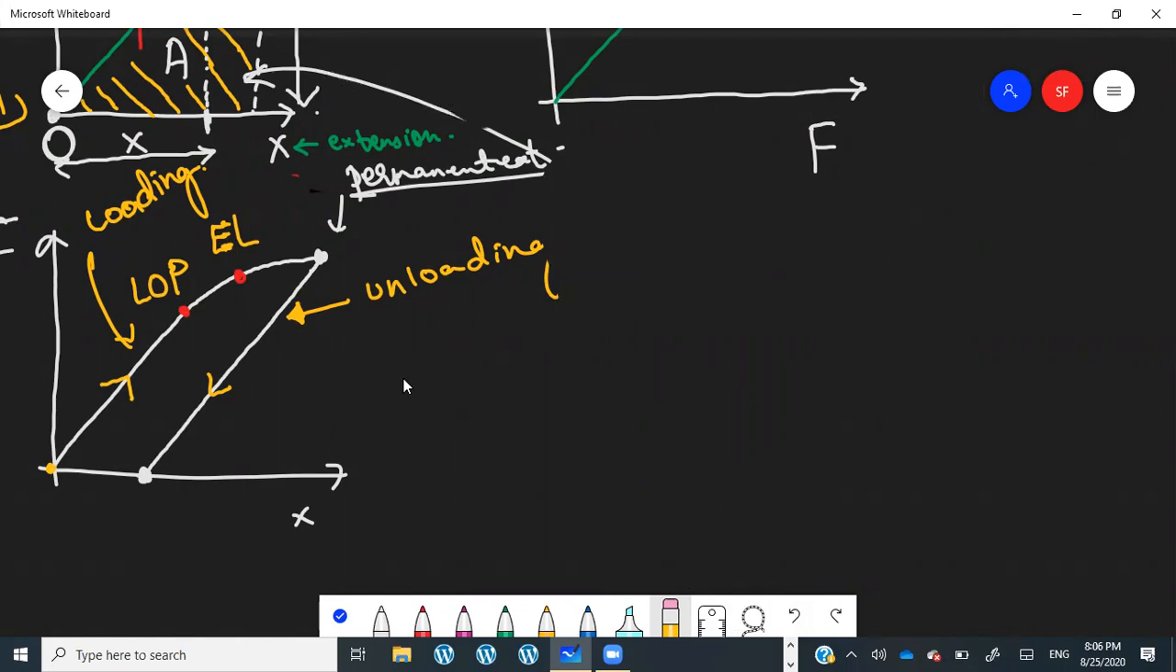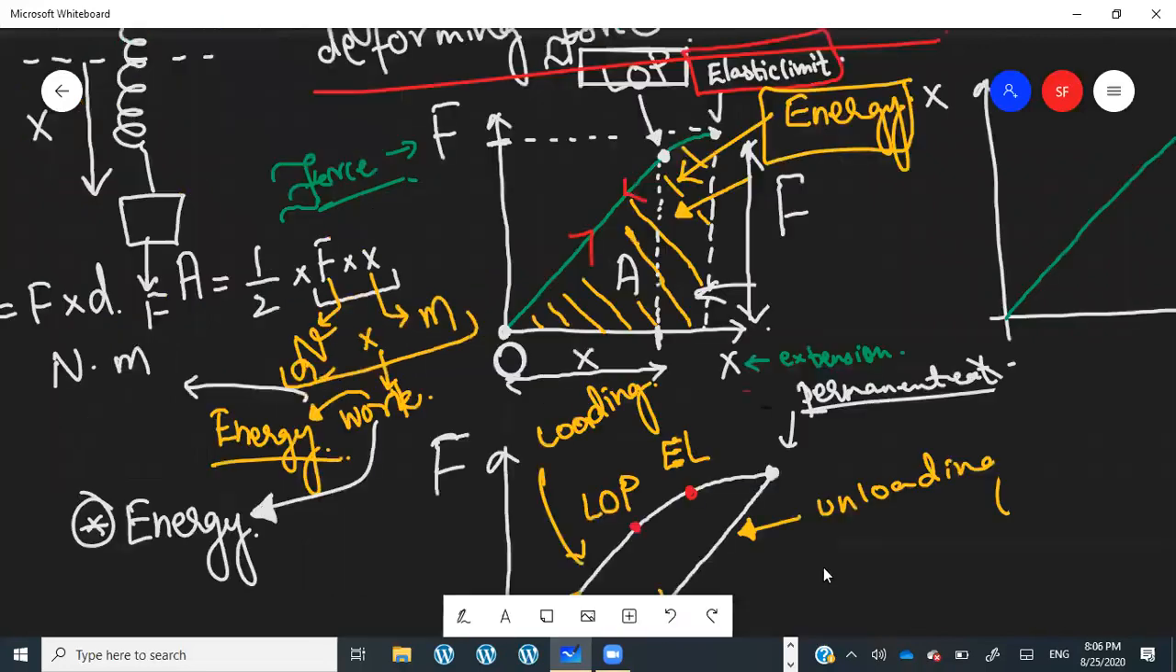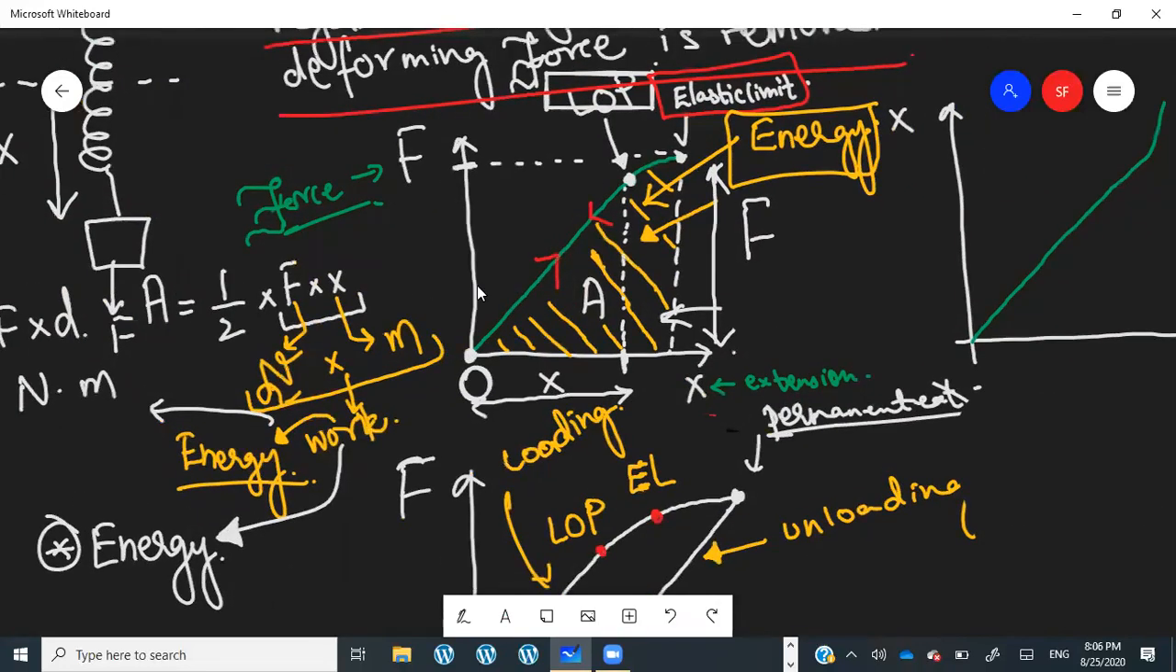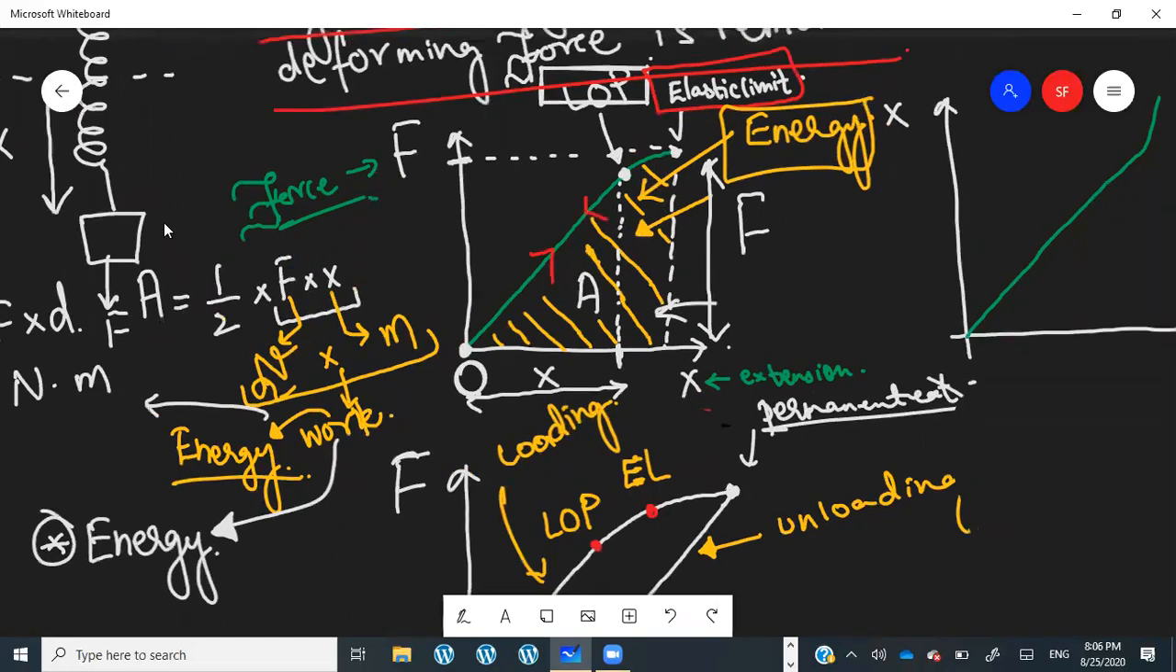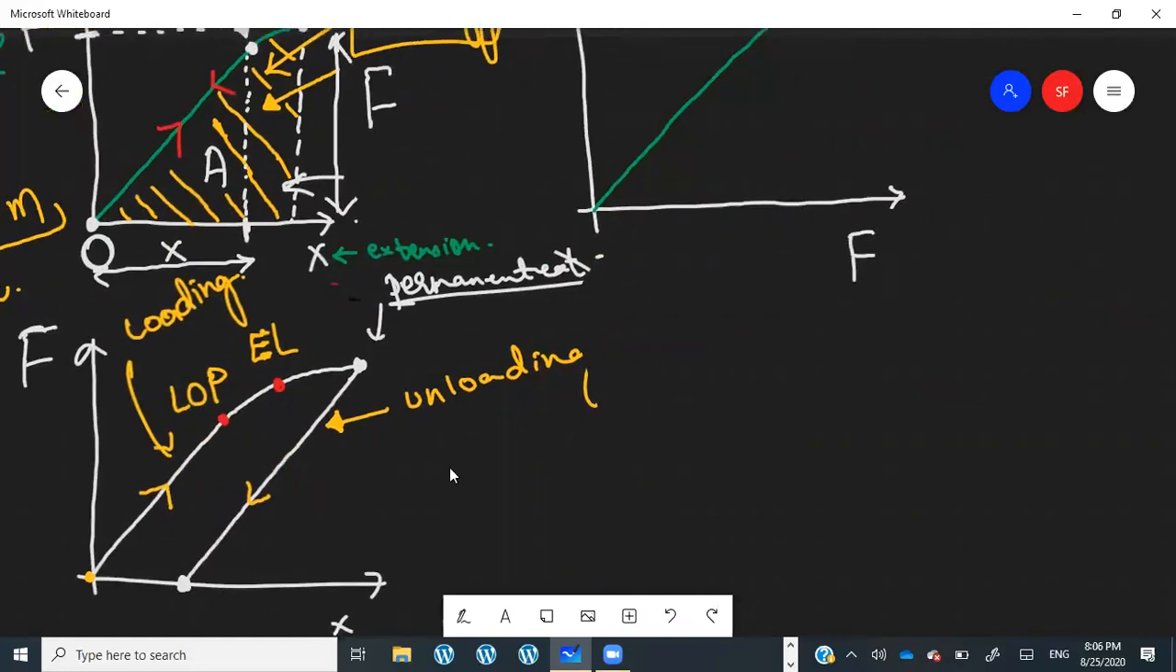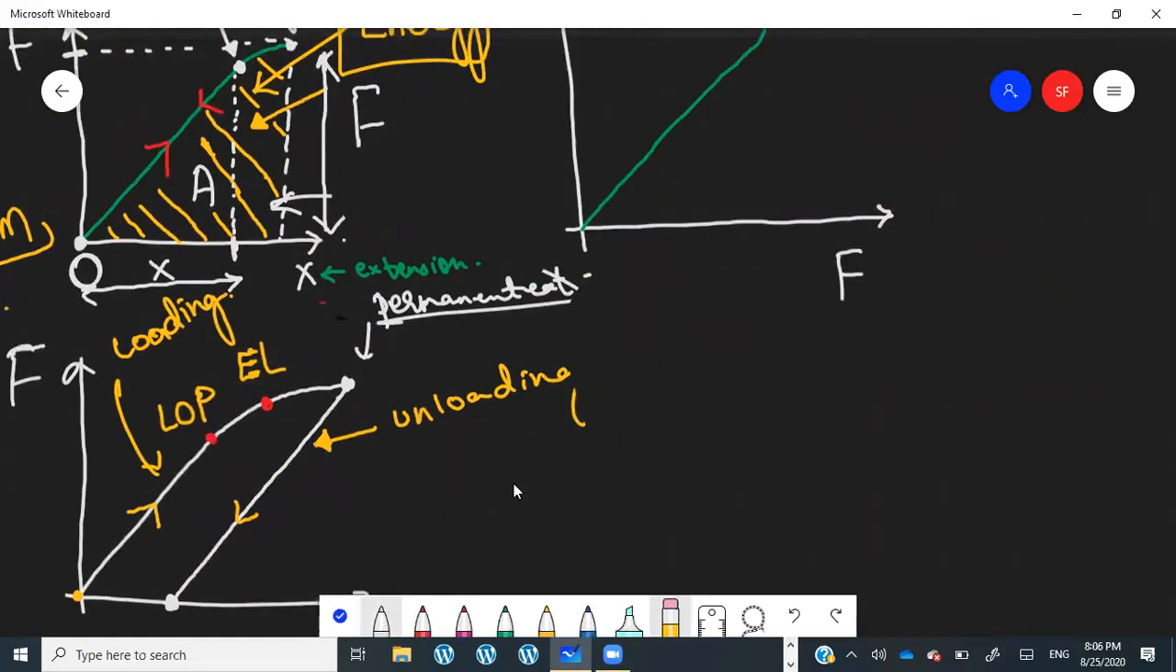And after this, since this is done, we can move on. So this was the area under the graph which represented energy. Now if I were to ask you to calculate the elastic potential energy stored inside the spring, how are you going to calculate it? What formula did I just tell you? Half fx.